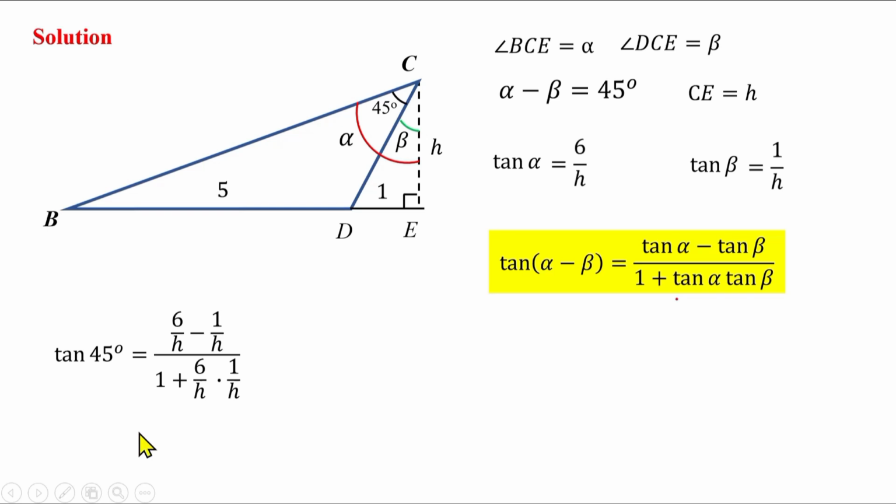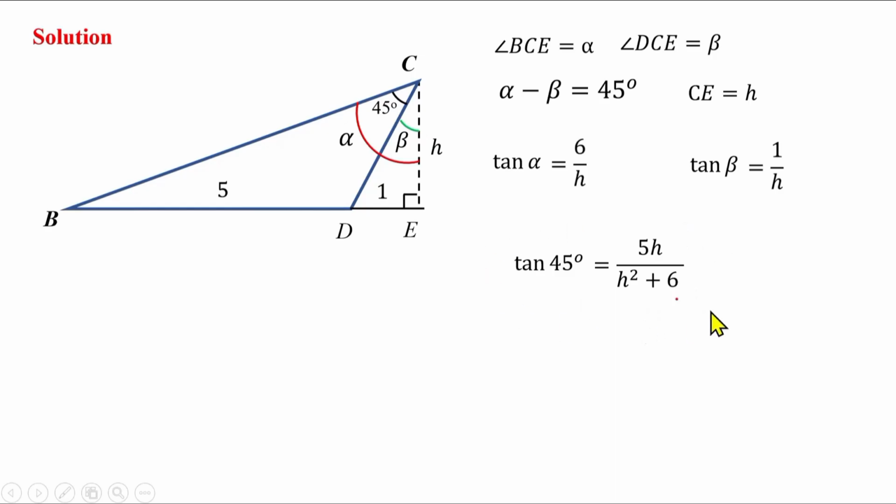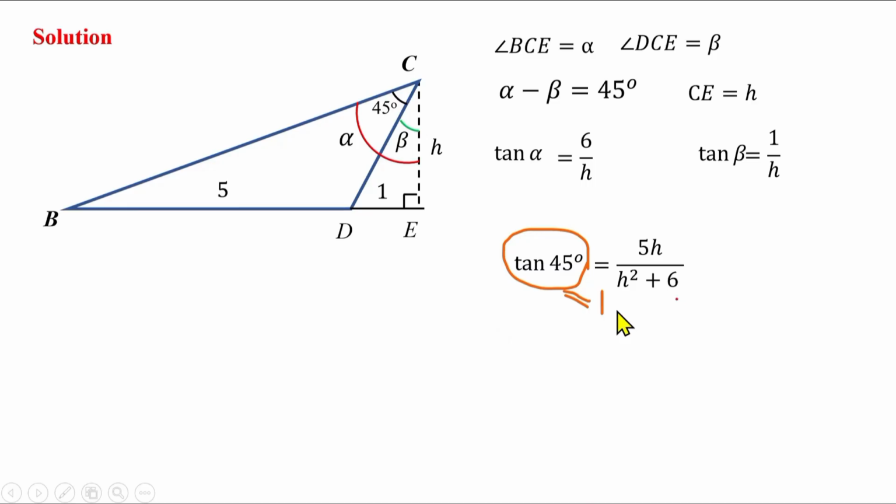We simplify this expression. Here we multiply numerator and denominator with h squared. And we find this relation. Tangent 45 degrees equal 1. And we have equation for h. Multiplying with h squared plus 6, both sides of this equation, we will come to quadratic equation for h.